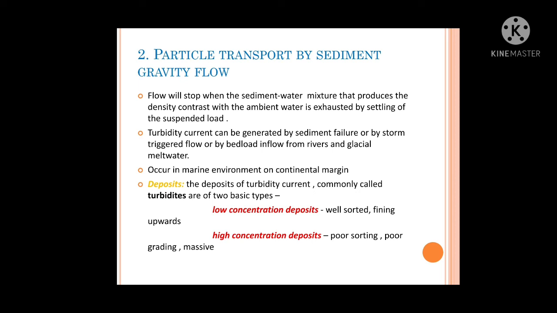Deposits. The deposits of turbidity current, commonly called turbidites, are of two basic types. One is with poor grading, few internal laminations, and lacking basal scour marks. Another type is with normal grading, laminations, and small-scale crossbedding.